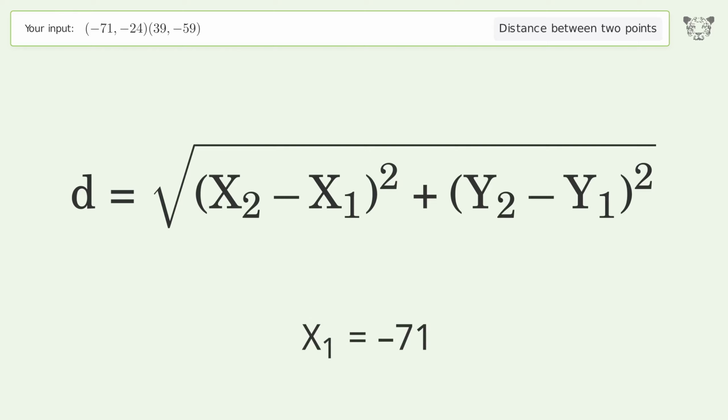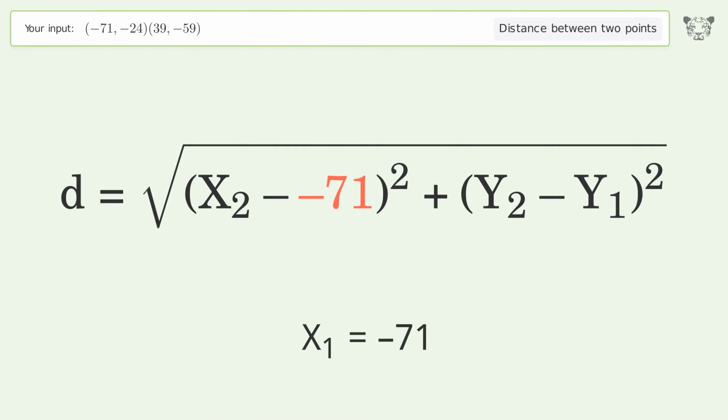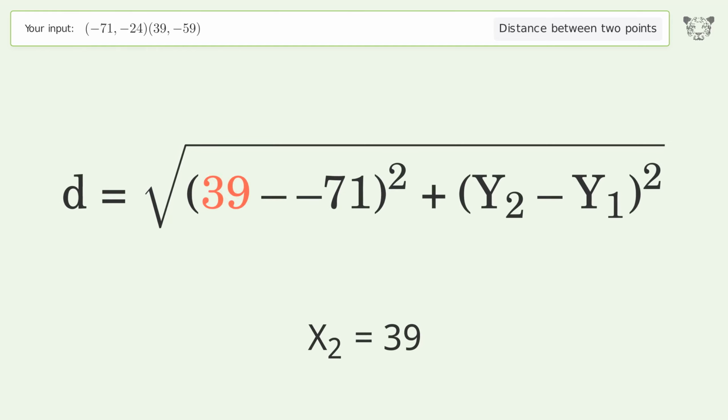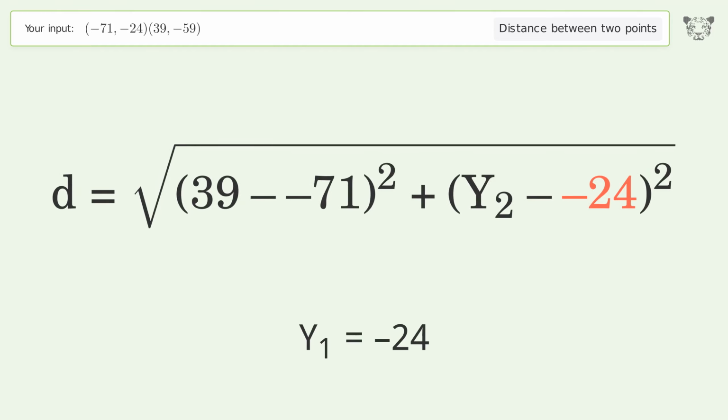x1 equals negative 71. x2 equals 39. y1 equals negative 24. y2 equals negative 59.